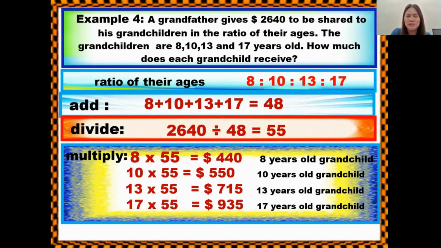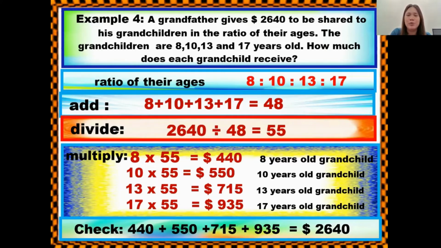So after getting all the amounts for each grandchild, we are going to add all of this just to check whether we have the correct share for each grandchild. So we need to get a total of 2,640. So 440 plus 550 plus 715 plus 935 will give us a total of $2,640.